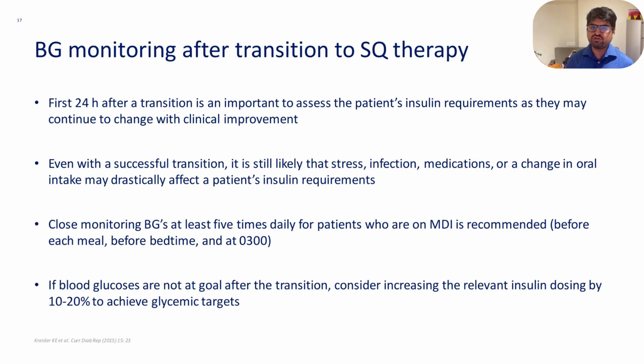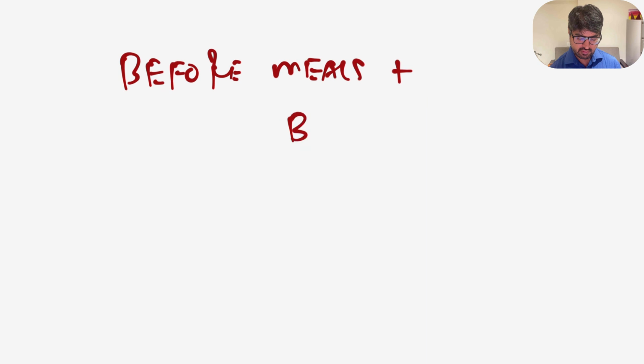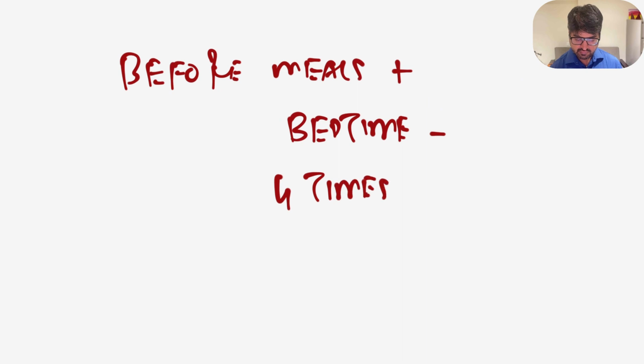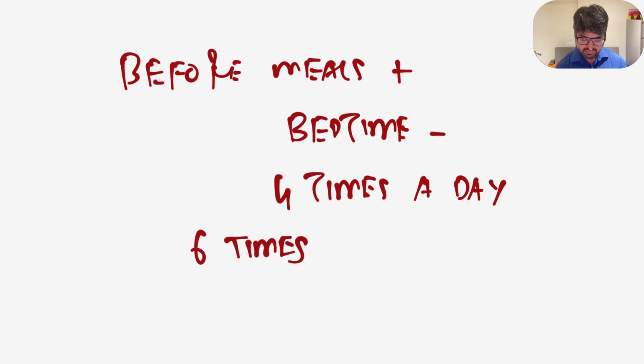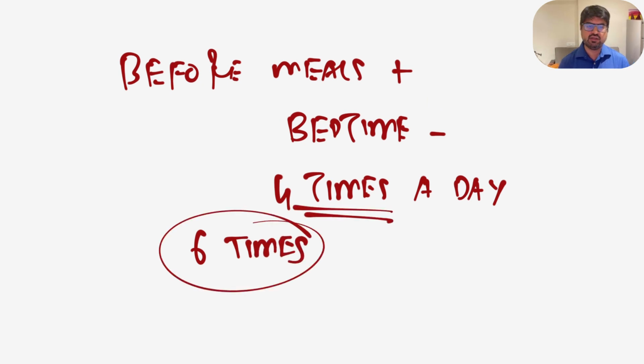Okay. Now once you switch the patient to subcutaneous insulin, we typically monitor. How do you monitor the sugar? So typically we monitor before meals plus bedtime, right? So generally we monitor 4 times a day. Some cases you can monitor 6 times a day, but most cases we generally monitor 4 times a day. So this is how you typically monitor the patient.